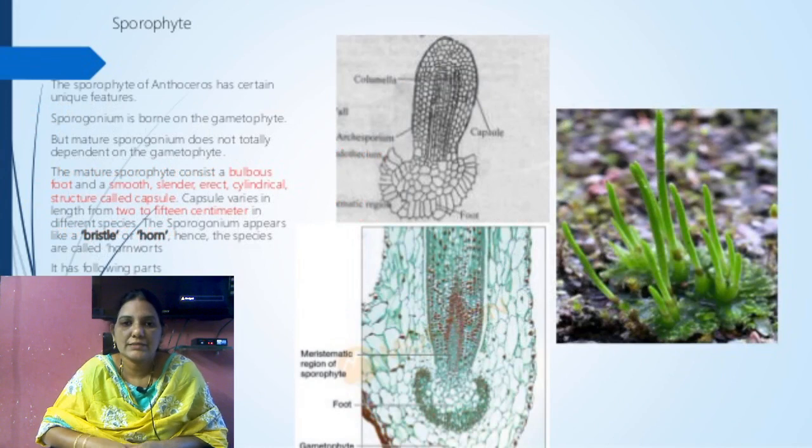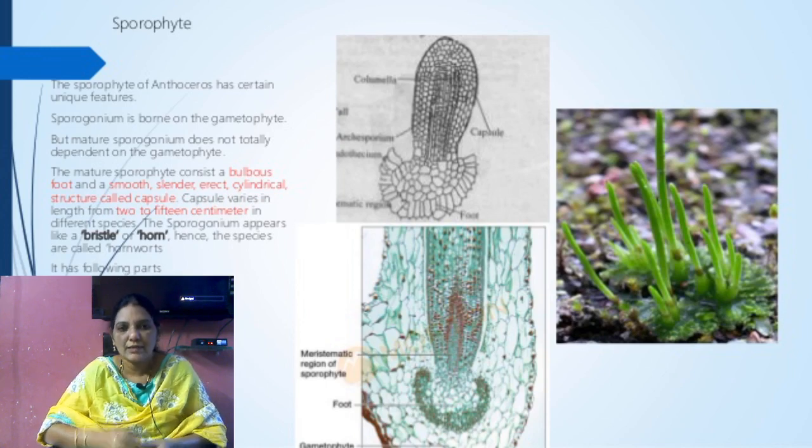This is the internal structure of the sporophyte. The sporophyte is divided into 3 parts: foot, seta (here seta is absent), so meristematic tissue is present here, and the third part is the capsule. First part is the foot, second part is meristematic tissue, and third part is the capsule. Here the seta is absent. So first one is the foot.